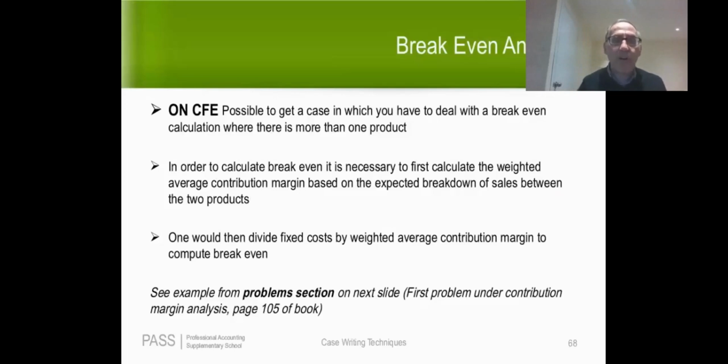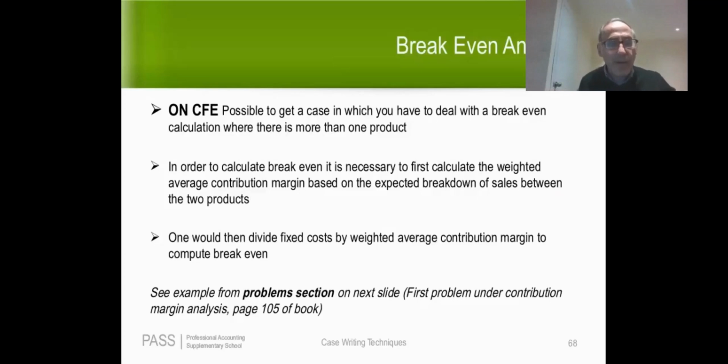calculate the weighted average contribution margin based on the expected breakdown of sales between the two products, based on what percentage of sales will be made up of each product. And then you would simply divide the fixed cost by the weighted average contribution margin to compute the break-even.